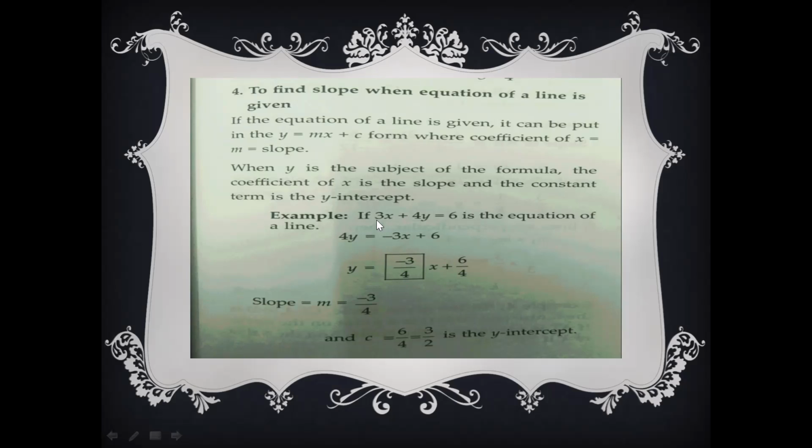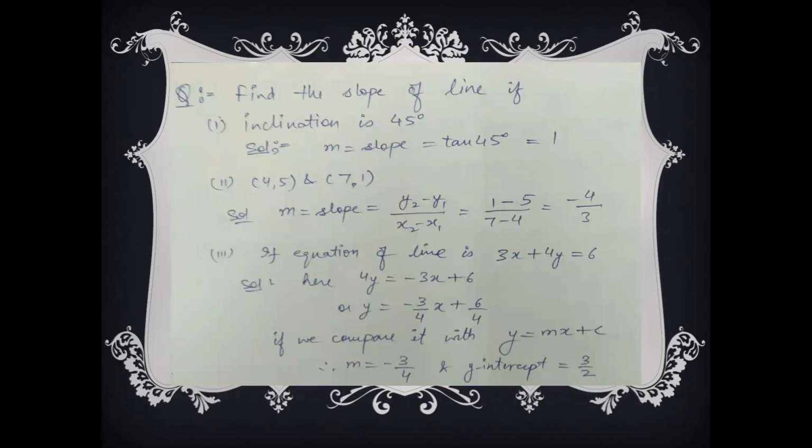Suppose in this particular example, the equation of the line is 3x plus 4y equal to 6, and we need to find the slope of the line. So the first step is to make y the subject. 3x we have to take to the other side, so it becomes 4y equal to minus 3x plus 6, and then 4 will be divided. So divide each term, and you will get the slope and y-intercept separately, right? So it will be minus 3 by 4. This is the same problem, it's been done here, right?